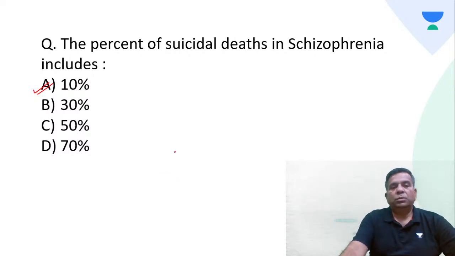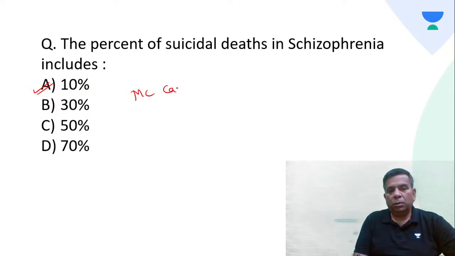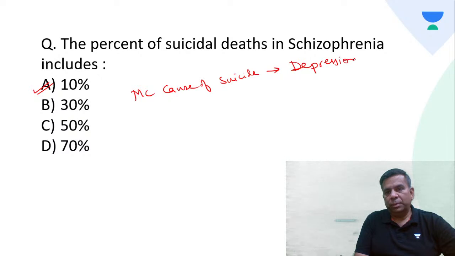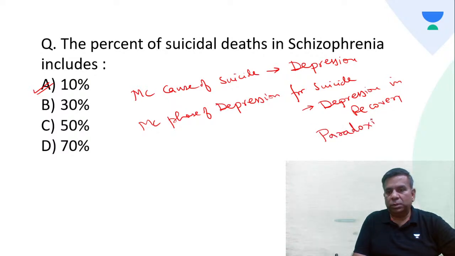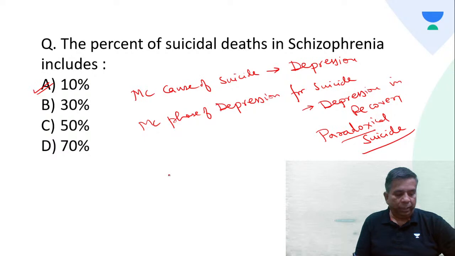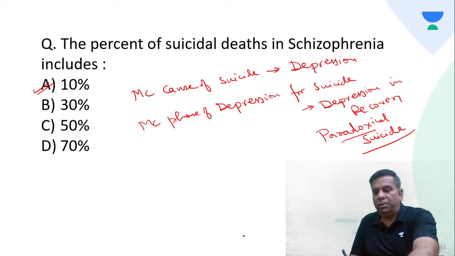Okay, yes. So normally we know that the most common cause of suicide is depression. And the most common phase of depression for suicide is depression in recovery. We call it paradoxical suicide. The paradox here is that the depression is improving, but the person commits suicide. And we must appreciate that.